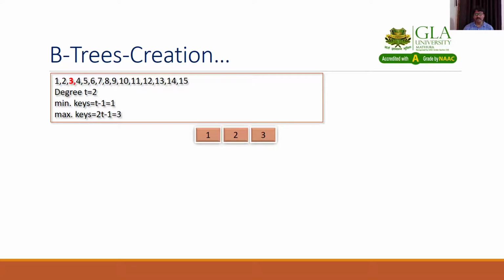When we reach 4, we cannot insert at the root. So first we have to split, and the splitting is done from the middle of the node. The middle is 2, so we split from 2. The smaller element is before the 2 and the larger element after the 2. So the larger elements go on the right side and the smaller element goes on the left side. So this will be the tree.